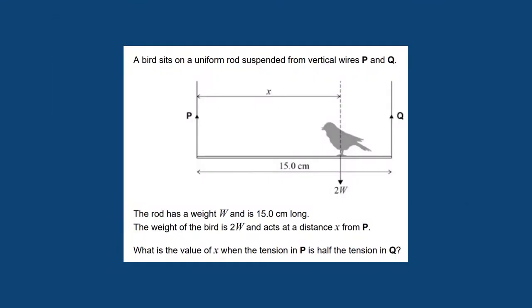This time we're looking at a question on moments. A bird sits on a uniform rod from vertical wires P and Q. First thing I would do is put in TP for the tension in P and TQ for the tension in Q. Now you could argue that you don't need to label those, you could just use P and Q, but I like to keep things as clear as possible.